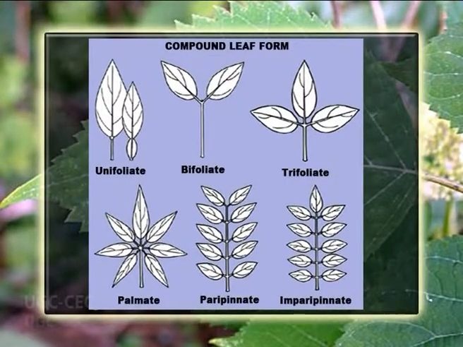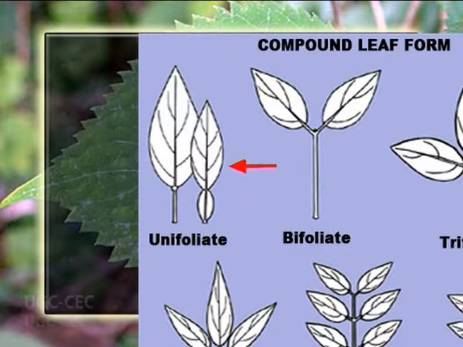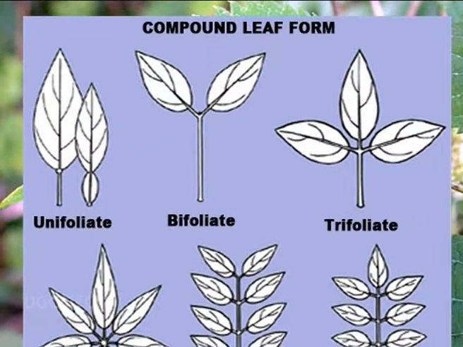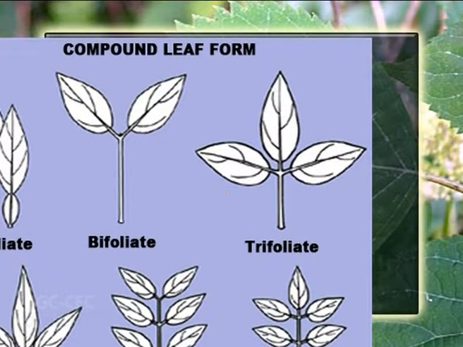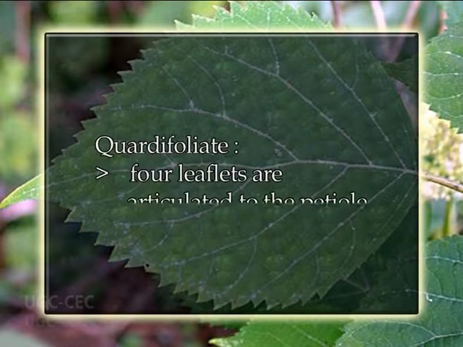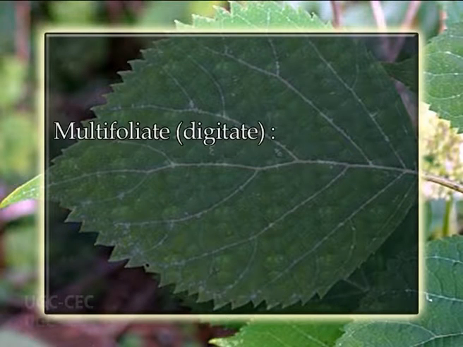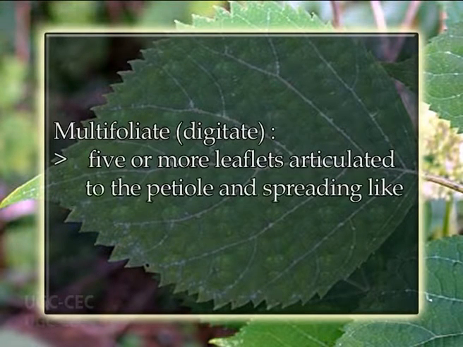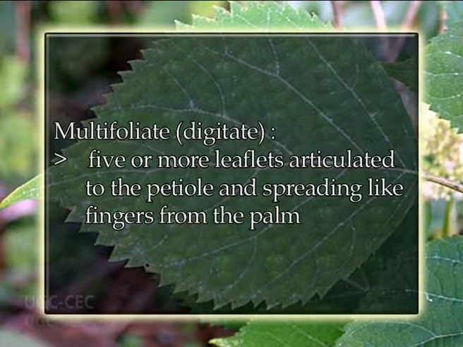Now, unifoliate. A single leaflet is articulated to the petiole, for example, in citrus, lemon, etc. Now, bifoliate. 2 leaflets are articulated to the petiole, for example, in Balanites roxburghii. Trifoliate. 3 leaflets are articulated to the petiole, for example, Aegle marmelos. Quadrifoliate. 4 leaflets are articulated to the petiole, for example, Paris quadrifolia. And multifoliate, that is digitate. 5 or more leaflets articulated to the petiole and spreading like fingers from the palm, for example, Bombax malabaricum.